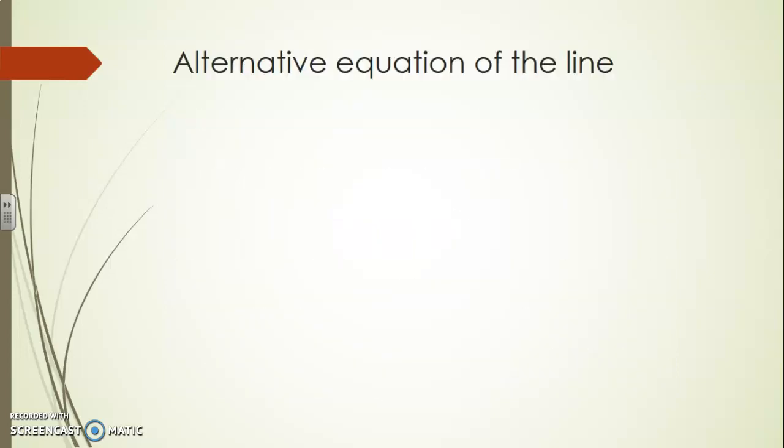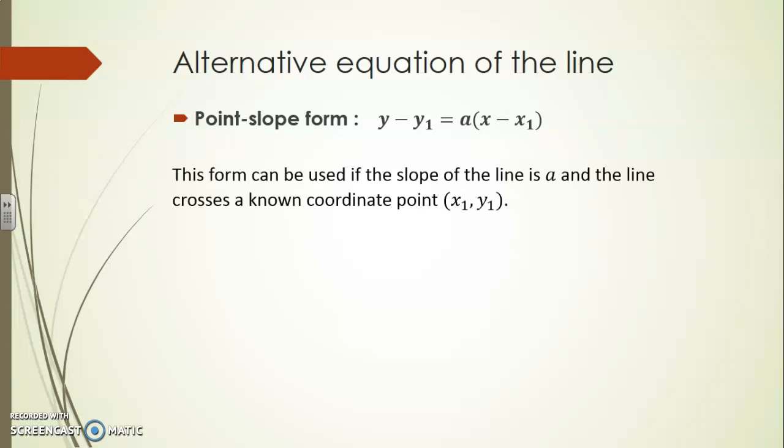Now we'll examine an alternative way of writing the equation of the line. This is called the point-slope form. So y minus y1 equals a times x minus x1 is also a way of representing a line's equation. This form can be used if the slope of the line is a and the line crosses a known coordinate point x1, y1.